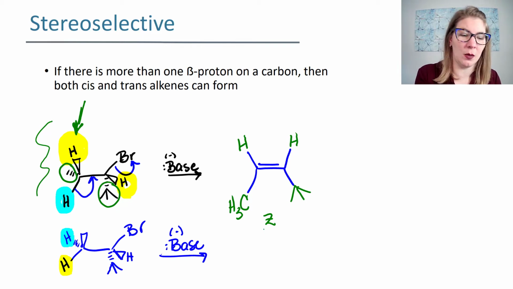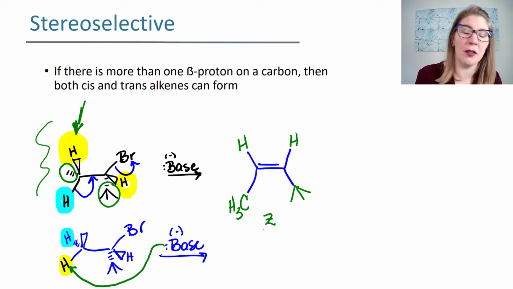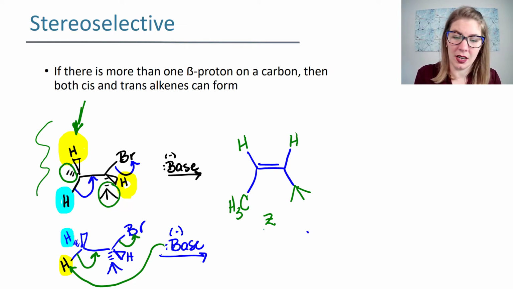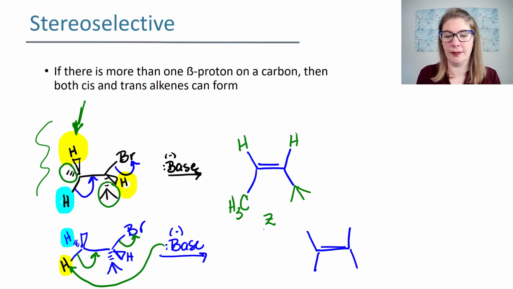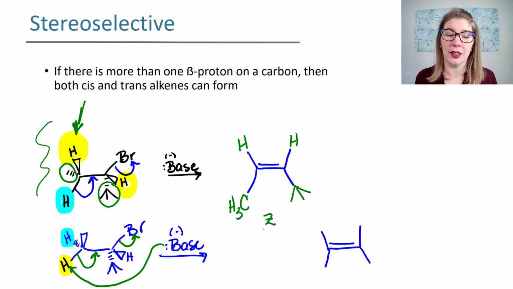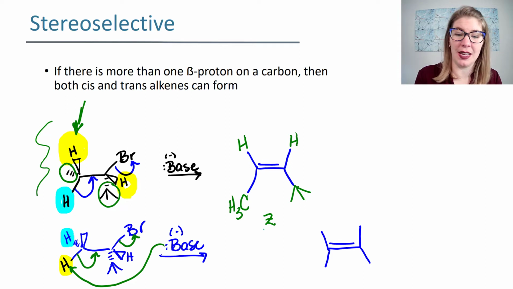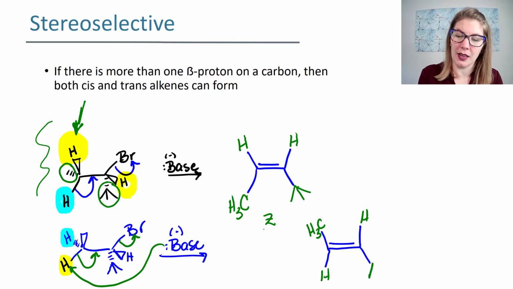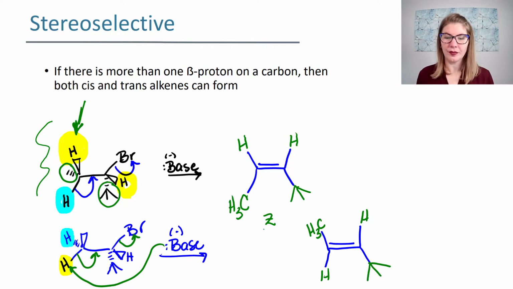Now what's going to happen is the base is going to come in, pull off the proton that's antiperiplanar, the electrons will come around, and my bromine will leave. When this occurs, remember that I'm getting a pi bond. Now I need to know where my groups are with respect to one another. My hydrogen and my methyl are both wedged, so they're going to be on the same face. Then the hydrogen and the tert-butyl are dashed, so they will be on the same face. This conformation is E.